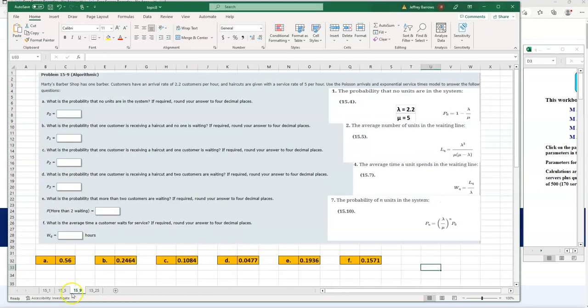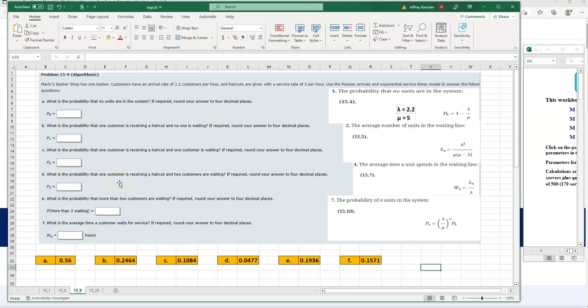Okay, folks, here we go. Let's get to 15-9. Marty's barber shop has one barber. Customers have an arrival rate of 2.2 customers per hour, and haircuts are given with a service rate of 5 per hour. Use the Poisson arrivals and exponential service times model to answer the following questions.